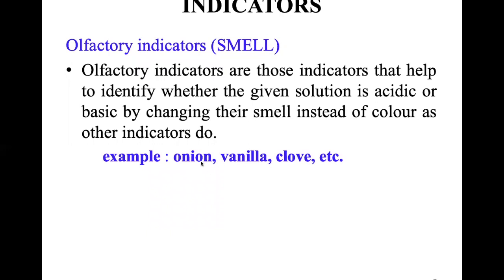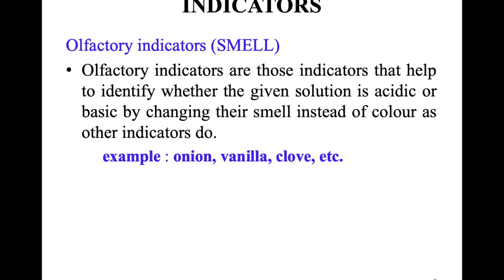Onion, everybody knows. Vanilla, I'll be explaining what vanilla is. I'll have a next slide in which an explanation of vanilla is there. You might have heard about vanilla ice cream. So vanilla flavor is added in the ice cream. Clove, you all know. These all are plant extracts and they all are acidic in nature.